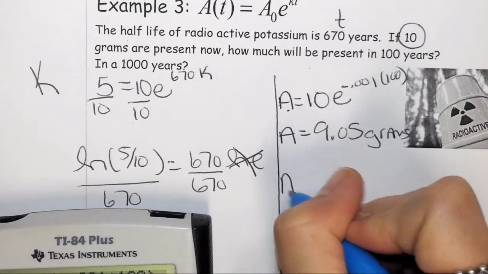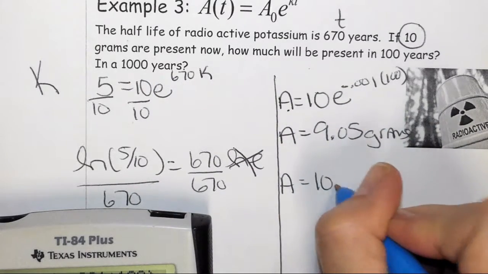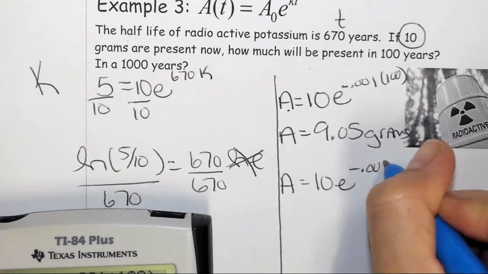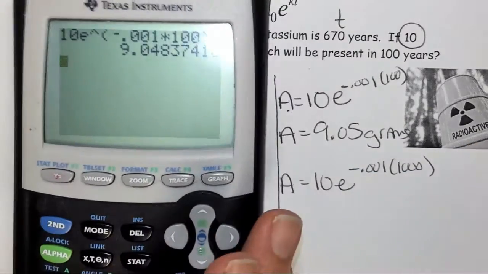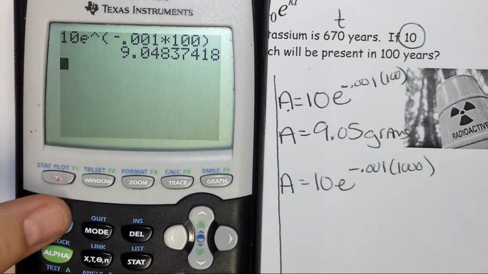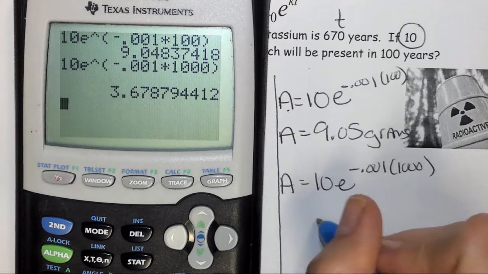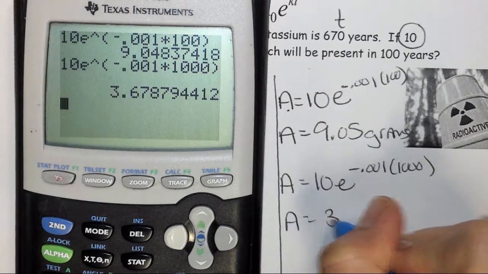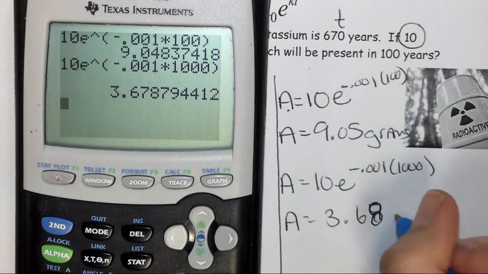Okay, let's go figure out where it is at 1,000, because that was the second question. So exact same process, except instead of 100, I'm going to put 1,000. So how can you make your life easy right here? Just hit second, enter. It pops back up. Go arrow to the 1 to the left. Type in an extra 0. It's still not all completely gone after 1,000 years. I still have traces of it. 3.68 grams.